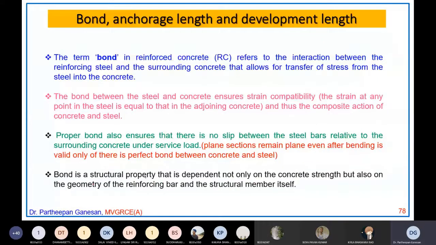Next, bond is a structural property that is dependent not only on the concrete strength but also on the geometry of the reinforcing bar and the structural member itself. You have a mild steel bar, and you have deformed bars, high yield strength deformed bars, that is ribbed steel. Sometimes the bars are square in shape, sometimes round. Depending upon the geometry and also the concrete strength, like high grade concrete and very low grade concrete, bond depends upon all these properties, not only on the concrete but also on the geometry of the reinforcing bars.